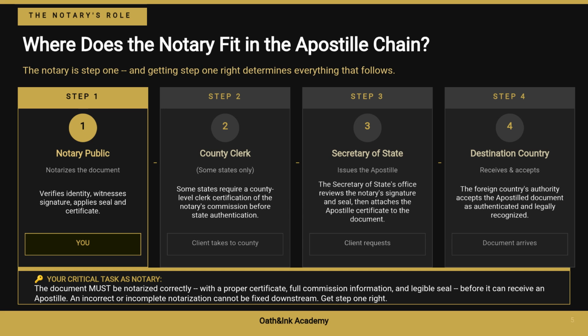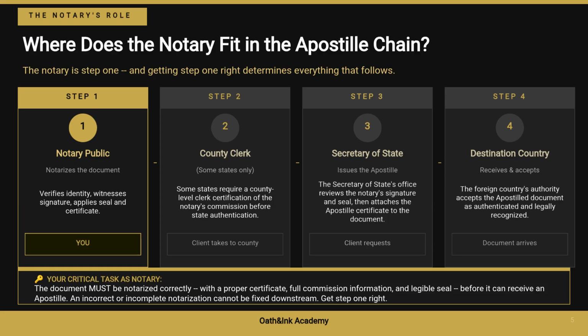Without a correct notarization, there is no apostille. The second link is the county clerk, and this is a step that varies by state. Tennessee does not require a county clerk certification for most documents before the apostille, but some states do. Know your state-specific process. The third link is the Secretary of State. This is the office that actually issues the apostille.